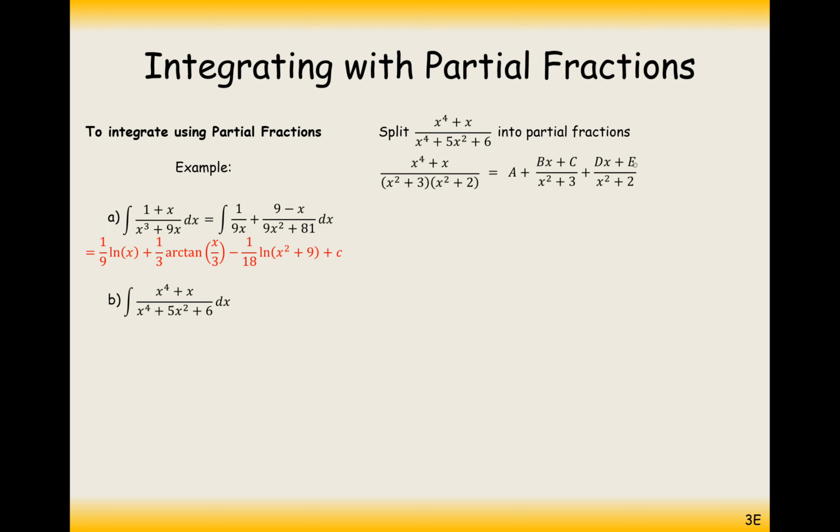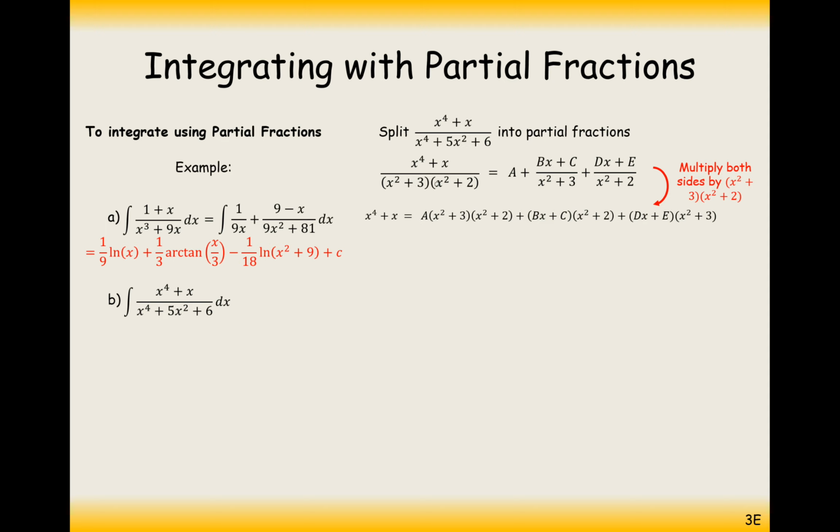But on the top of both of those, it needs to go up to a power of x and then down from there on the powers of x. So it's bx plus c and dx plus e on those numerators. So lots of constant terms to work out. To work those out, I'll multiply both sides by the denominator, x squared plus 3 times x squared plus 2. And I'll get this big long string of algebra here.